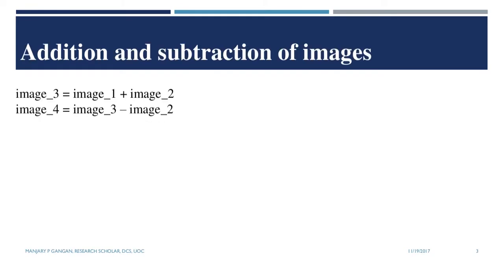Since we consider the images as matrices, we can easily add these images by summing up the values at the corresponding pixel positions. Use of the equation image 3 is equal to image 2 plus image 1 will sum up the pixels of image 1 and image 2 at corresponding positions and place the result at the same position in image 3. The same is applicable for subtraction of images. Let us try this idea in Python.